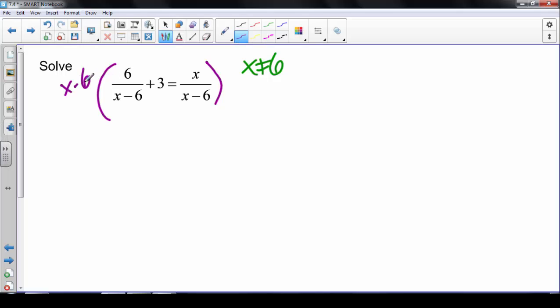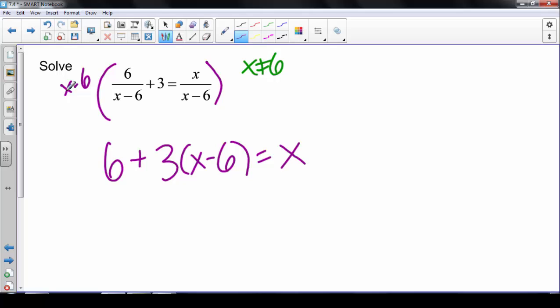So when we distribute it to this first one, notice this x minus 6 would cancel with this one. We're left with 6. This 3 doesn't have anything to divide with that x minus 6, so we're left with the x minus 6. And this last one, the x minus 6 would divide with this x minus 6, so we're left with x.